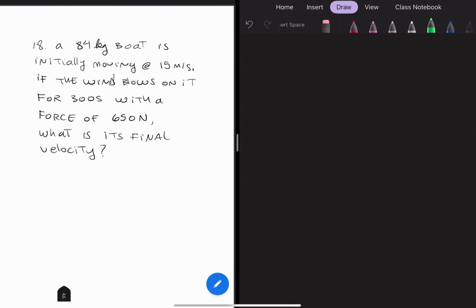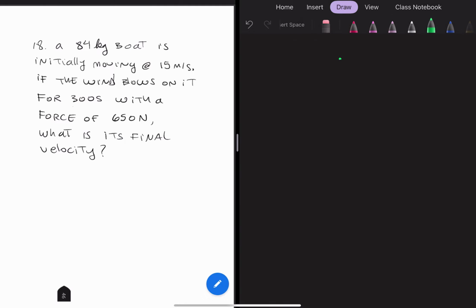The first word problem for chapter 6 says a 84 kilogram boat is initially moving at 15 meters per second. If the wind blows on it for 300 seconds with a force of 650 newtons, find its final velocity. So go ahead and pause, try to solve this word problem, and when you're ready, unpause.